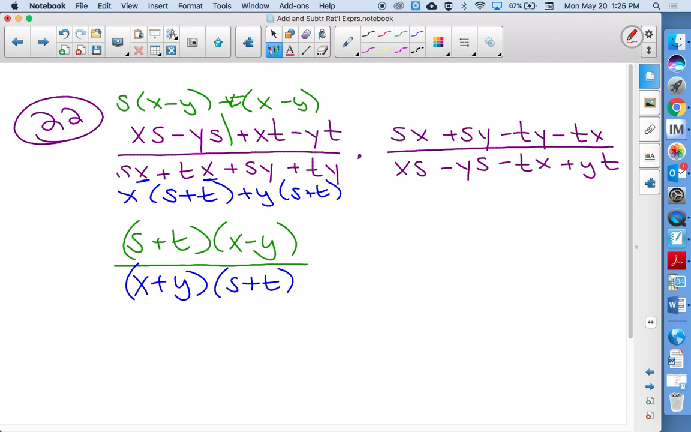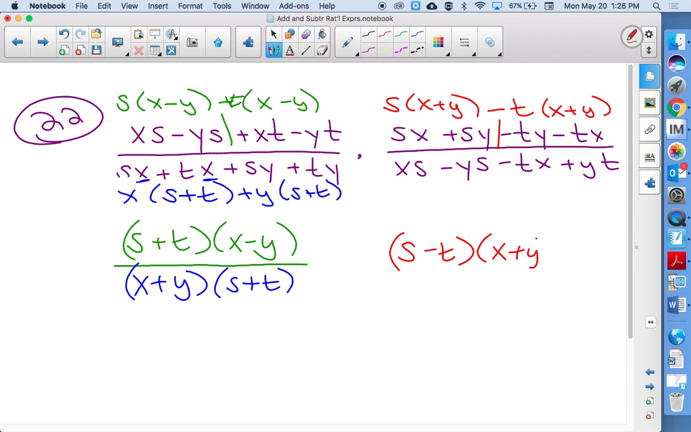So we would take out an s. What do you take out for the other 2 terms, Brandon? A negative t. Yeah, a negative t. So if that next term after my little bar there is negative, you need to take out a negative. And when we pull out that negative, we end up getting a positive x plus y. So now we have s minus t and x plus y.